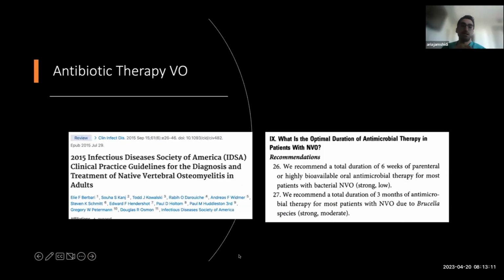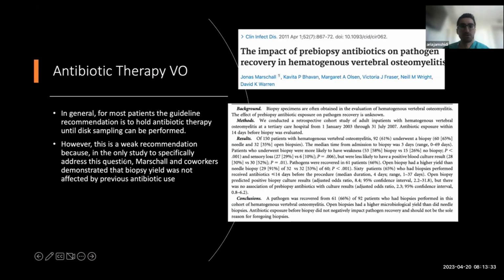This then prompted these guidelines to be published in 2015 by the Infectious Diseases Society of America, and they recommended a total duration of 6 weeks of parenteral or highly bioavailable oral antimicrobial therapy for most patients with bacterial spondylodiscitis. And I think this is what we do here at Jackson as well. So in terms of this controversial topic, I think this was interesting.